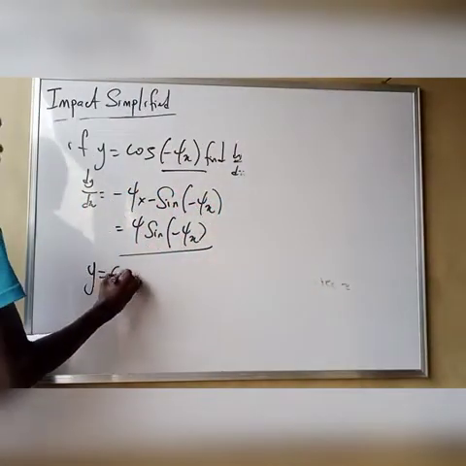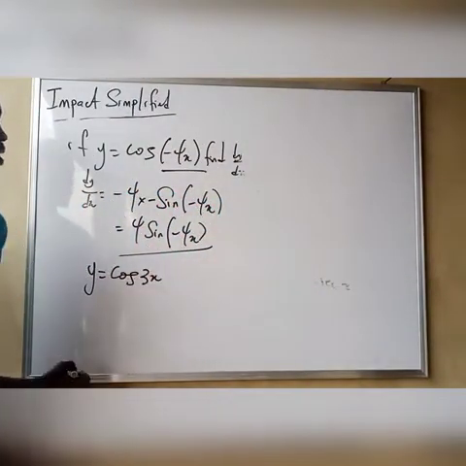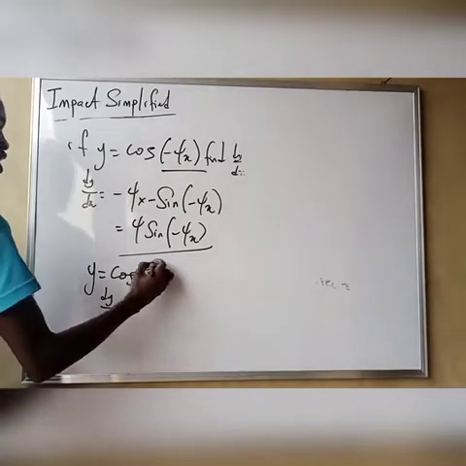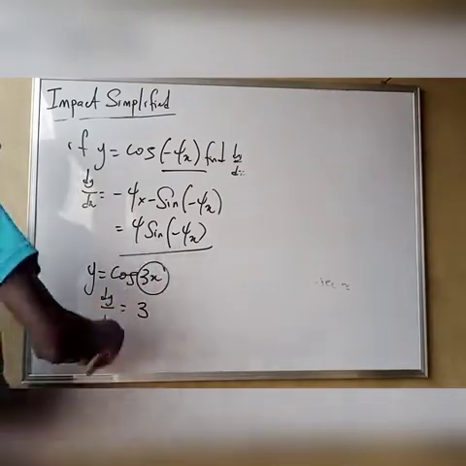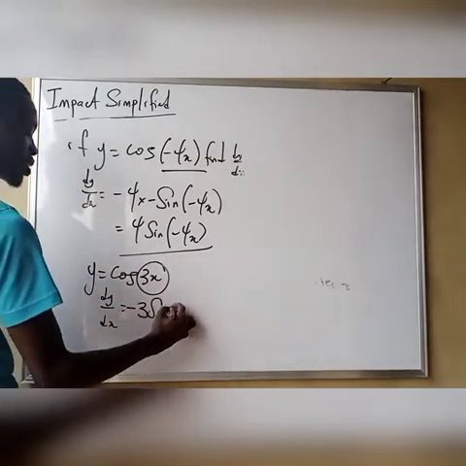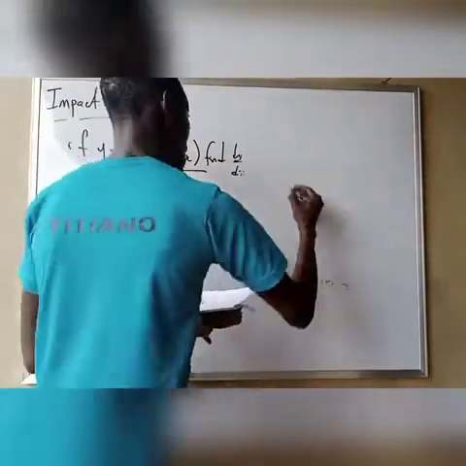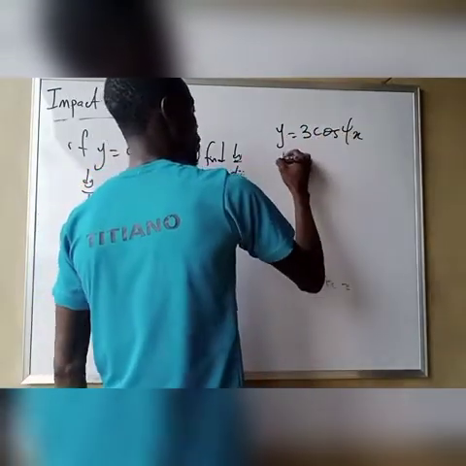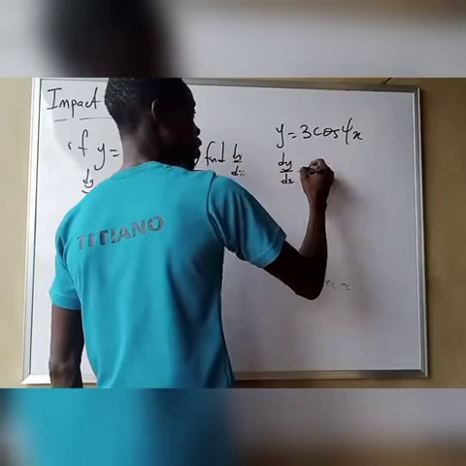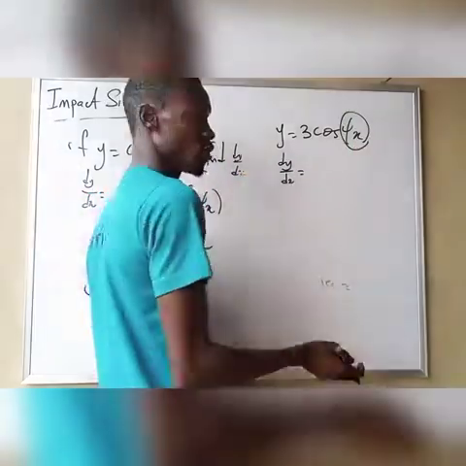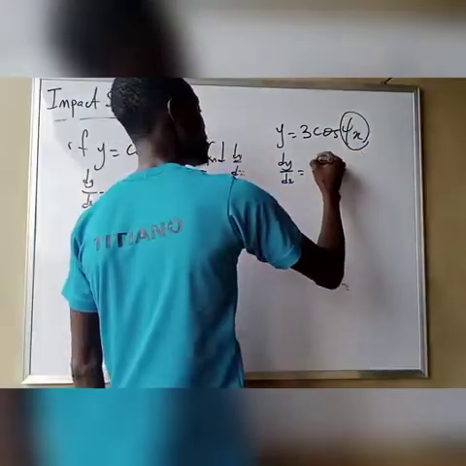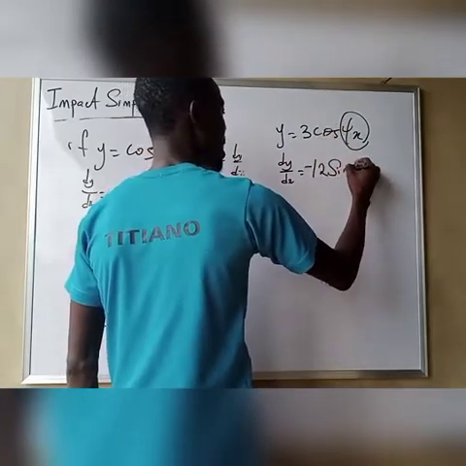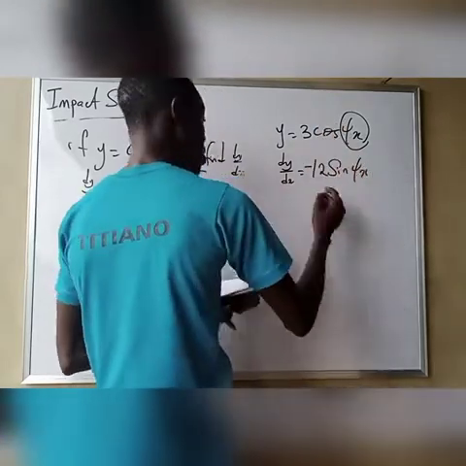They say if y is equals to cos 3x, how can we find our dy dx? So without wasting time, if you differentiate this, what do we have? 3. Differentiate cos, minus sine 3x. Without wasting time, we have y is equals to 3 cos 4x. What is your dy dx? Don't solve. Just differentiate this. 4. 4 will come and meet 3. 4 times 3 will give us 12. Differentiate cos, minus sine 4x. So let's continue to solve.